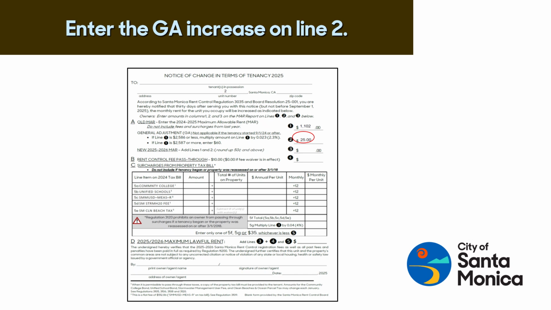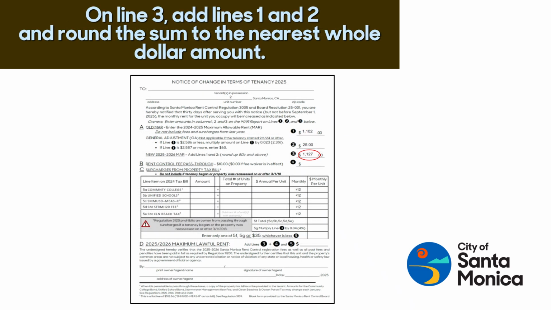Enter the increase from the column that is numbered 2 at the top on the MAR report and place it on the circled line 2. For example, 2.3% of 1,102 is $25. Add lines 1 and 2 and place on line 3, or look at the MAR report in the column numbered 3 at the top of the MAR report, which has already been calculated for you, which is 1,127, and place it on line 3.